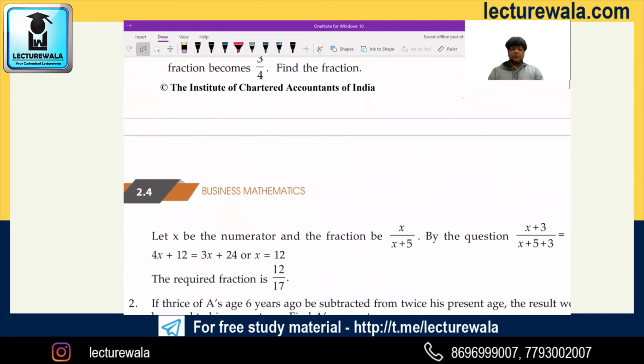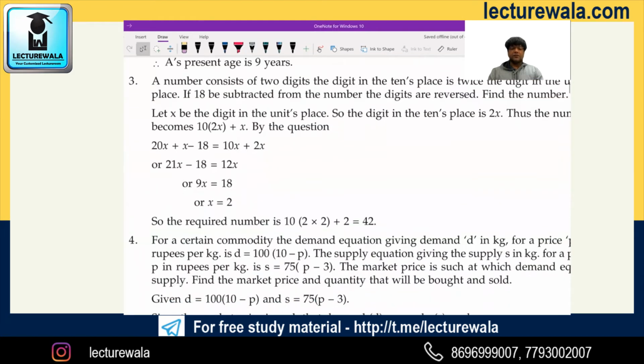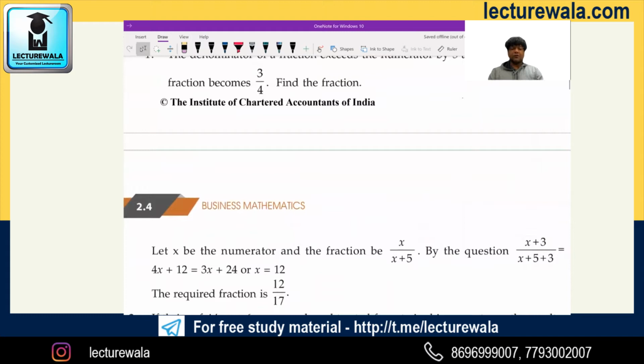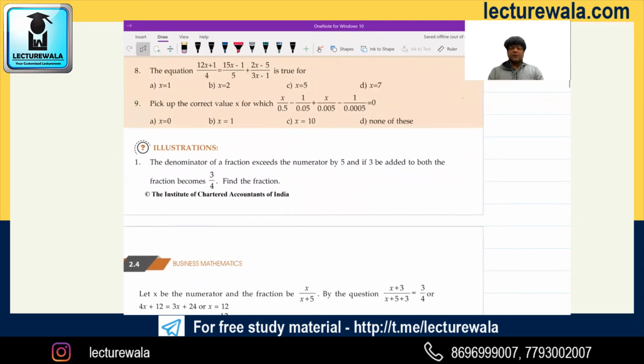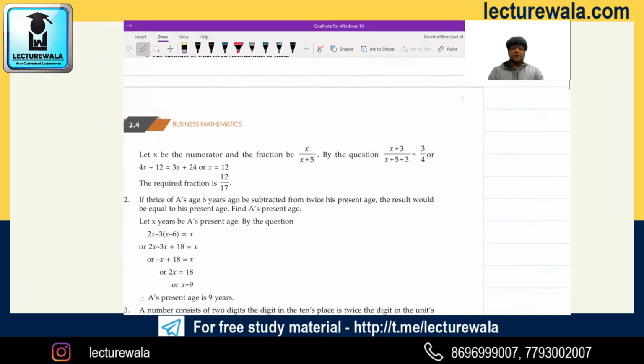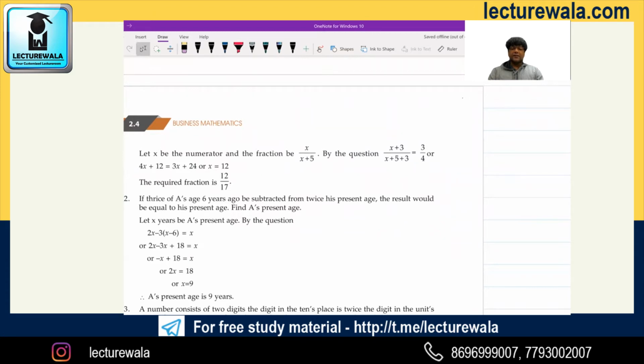Now, exercise 2. Guys, see the questions. See the type of question. The denominator of a fraction exceeds the numerator by 5, and if 3 is added to both, the fraction becomes 3 by 4. Find the fraction. If thrice the age 6 years ago be subtracted from twice... What your book has done, guys, is they have solved these questions originally.